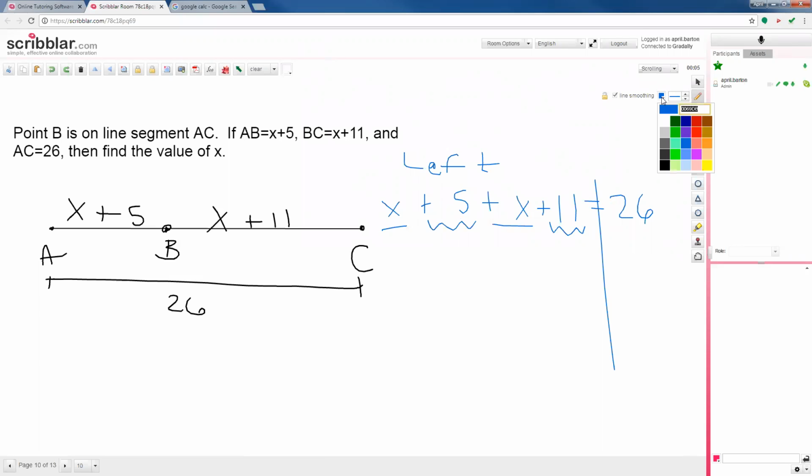So the x's don't currently have any numbers attached to them. When there is no number actually in front of the x, what number is it? 1. Good. So when it's a 1, we just do 1 plus 1 gives us the 2x. So then the other like terms were the 5 and the 11 because they don't have variables. And that gives us 16. Positive 5 plus 11 is 16.